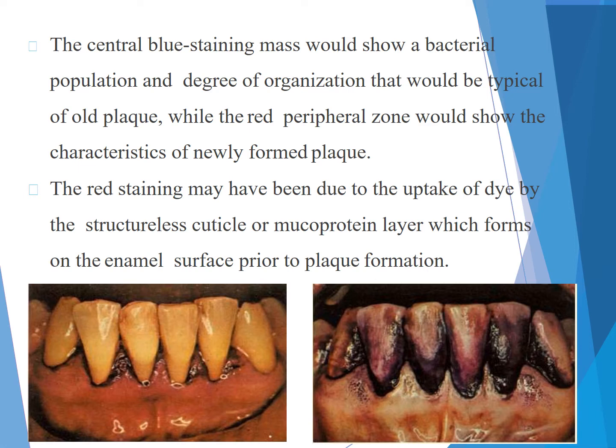So in the second image, we see that the central mass is slightly reddish in color, which is a newly formed plaque, and in the cervical region and in the interdental region the dark blue staining is seen, which is the older plaque.